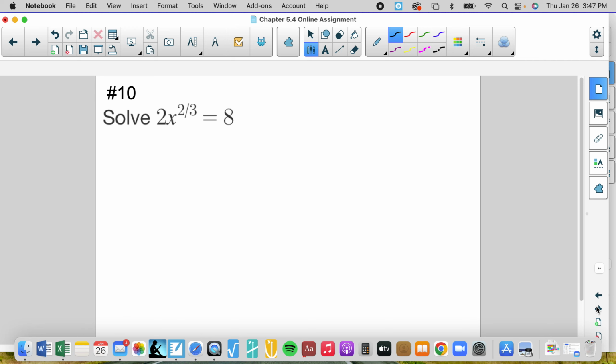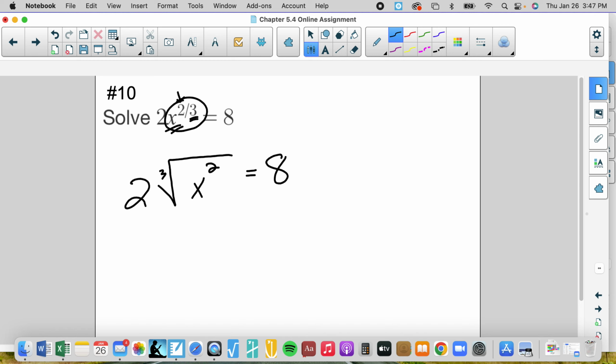Moving right along, number 10. Before, we've been working with problems in radical form, because they were written as radicals. This is in exponential form. So how can I convert this to exponential form? I can write this as an exponent. I have 2, and the denominator is always going to be the root, and the numerator is always going to be the power of that term, the base, x.